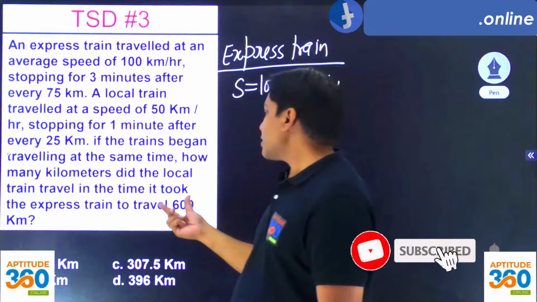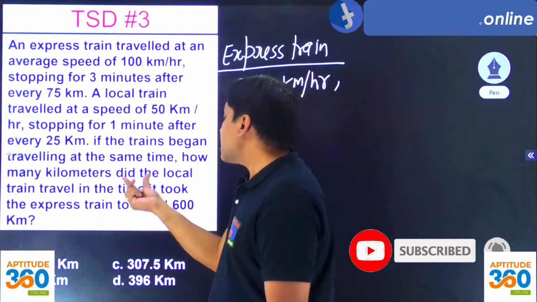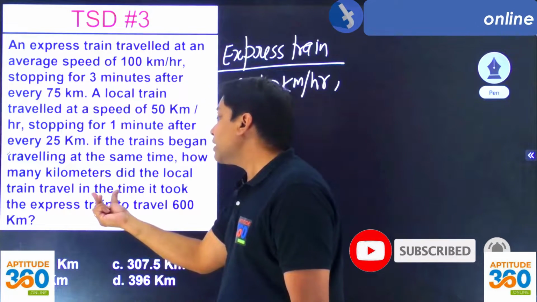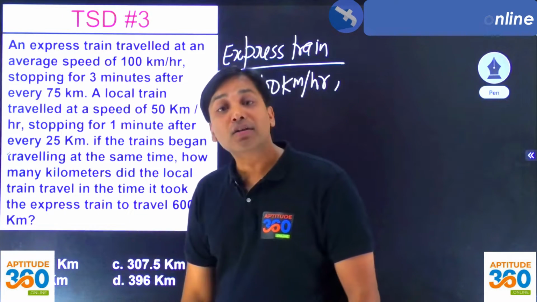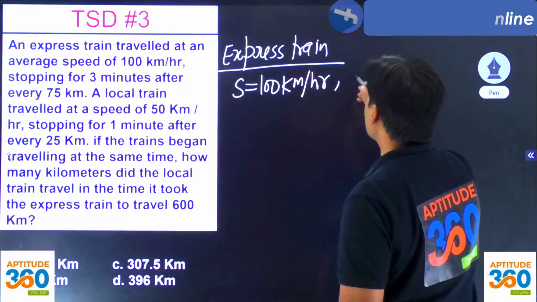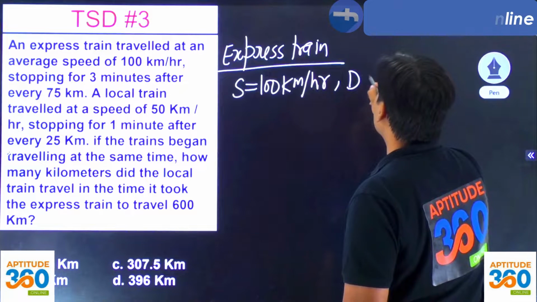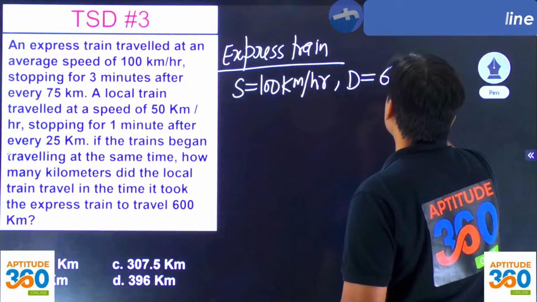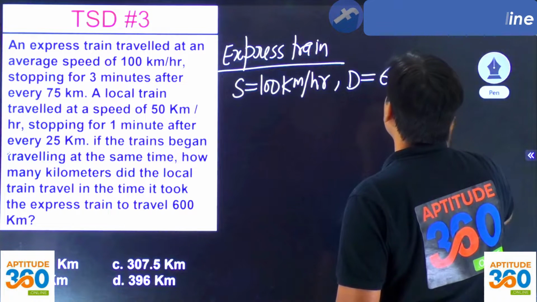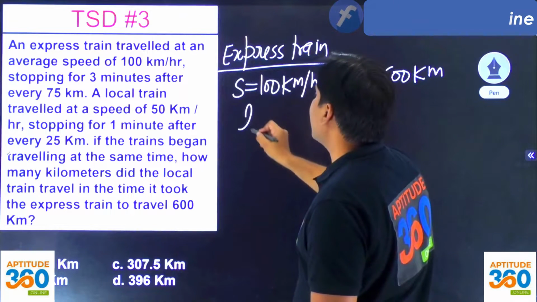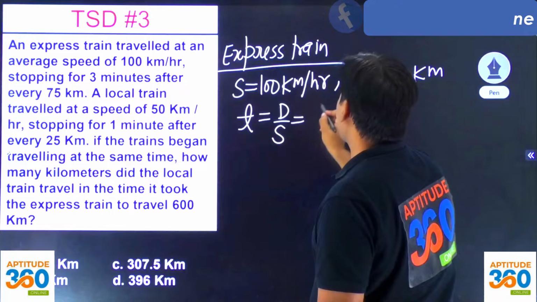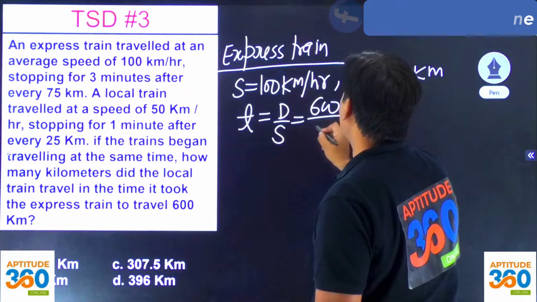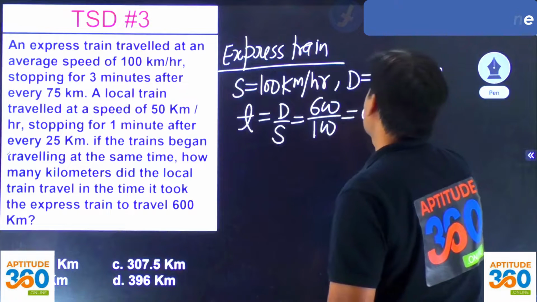And then it also tells you that how many kilometers did the local train travel in time it took the express train to travel 600 kilometers. So the express train is required to travel 600 kilometers. So what is going to be the time? Time is going to be distance upon speed, which is 600 upon 100. 6 hours.